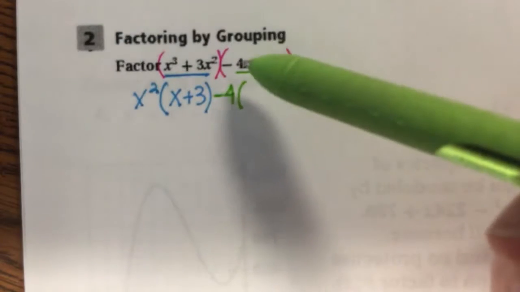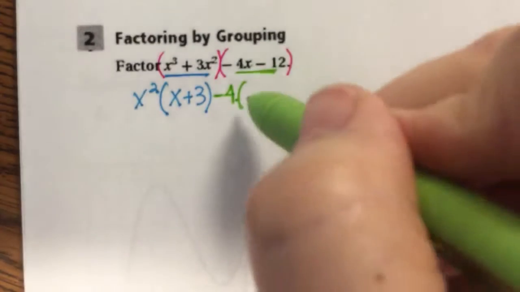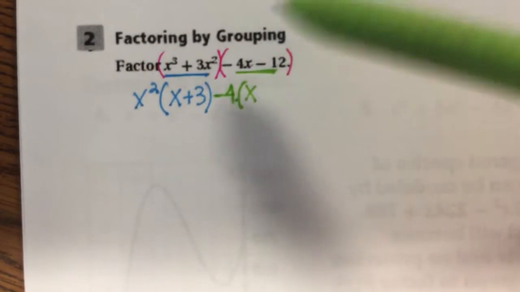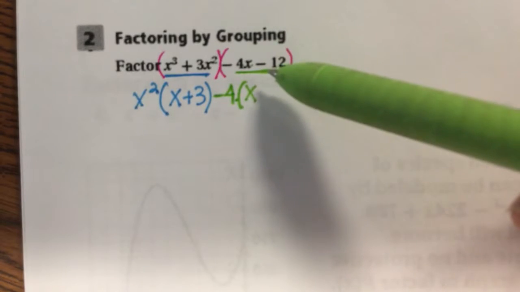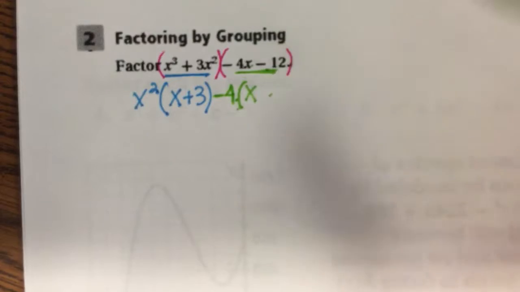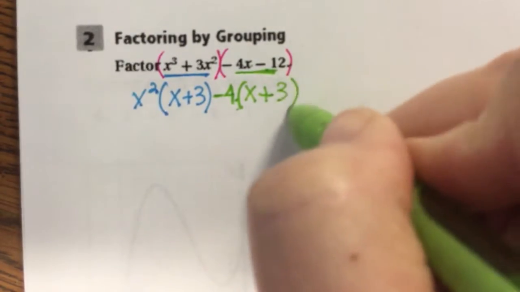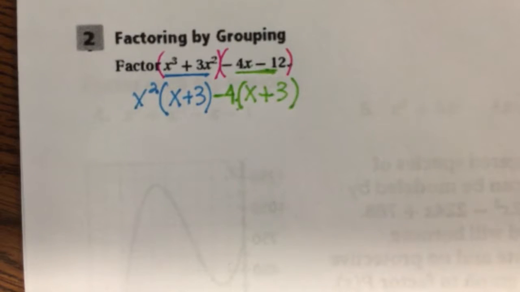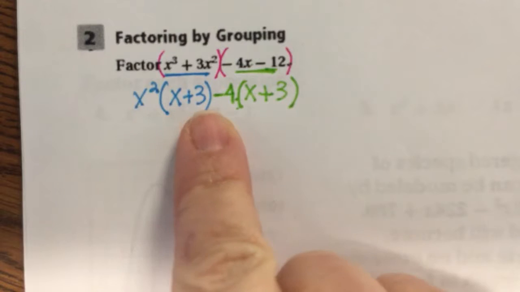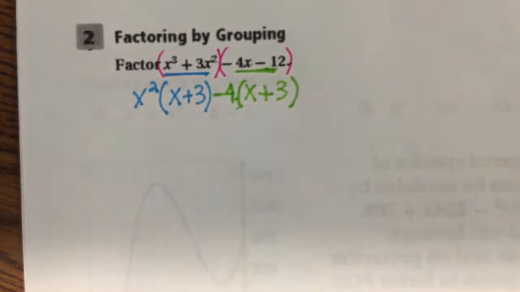Okay, negative 4x divided by negative 4 leaves me with a positive x. Now from here, if I take negative 12 and divide it by negative 4, a negative divided by a negative is a positive 3.